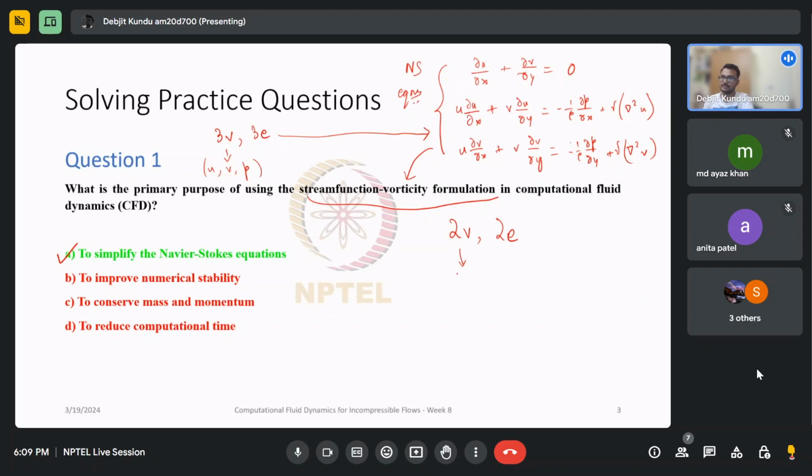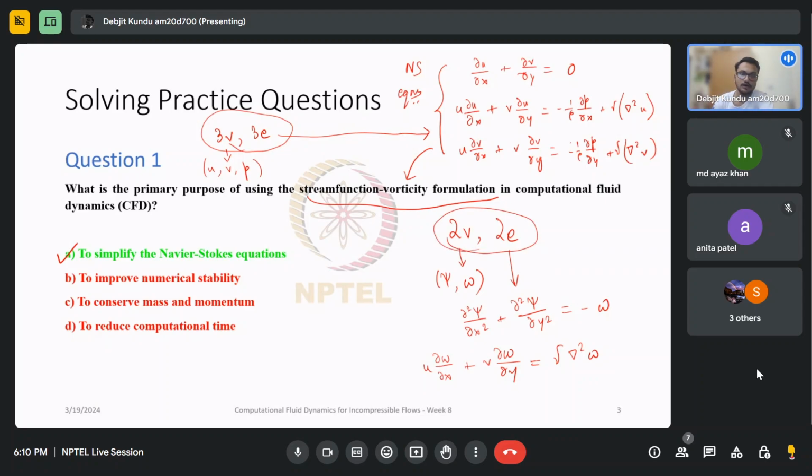What are those? The two variables are the stream function and the vorticity. And there are two equations, as we saw in the lectures as well. For the sake of repetition, I'll write them down. One is the Laplacian of the stream function becoming equal to minus the vorticity, and there is a vorticity transport equation as well, which looks something like this. This is the convective part. There are no sources, only the diffusive part. So the entire system of three unknowns and three equations boils down to only two unknowns and two equations, or two variables and two equations. This is how it simplifies things.